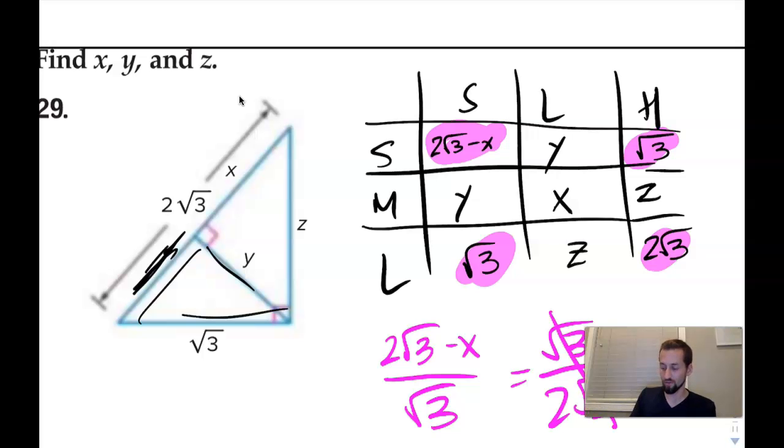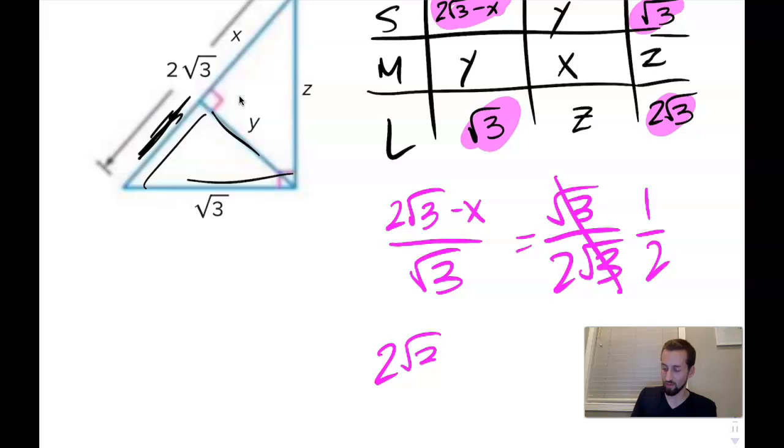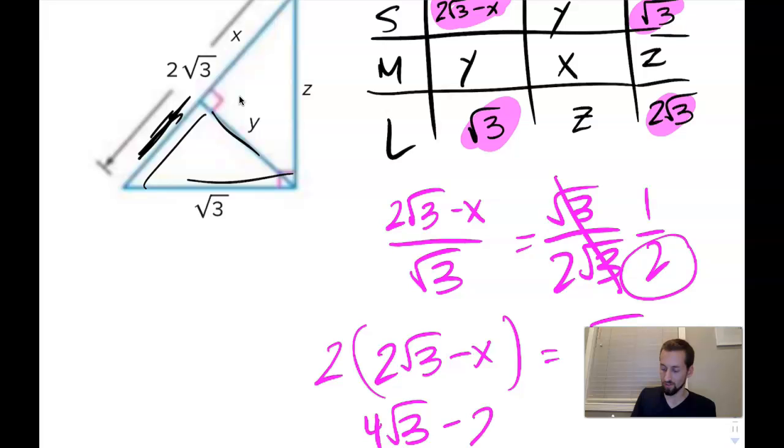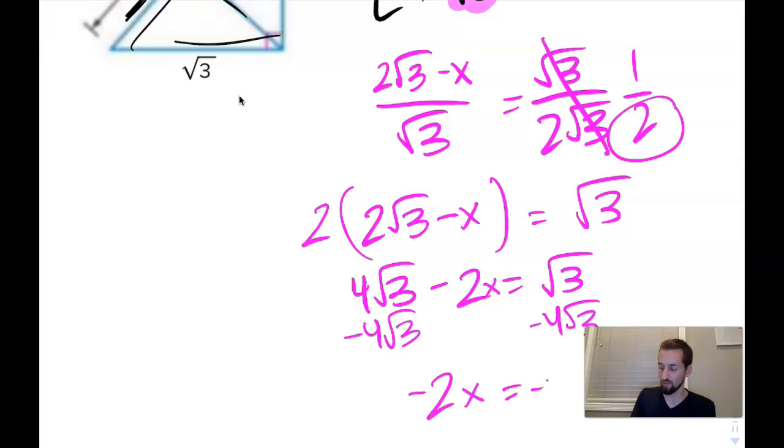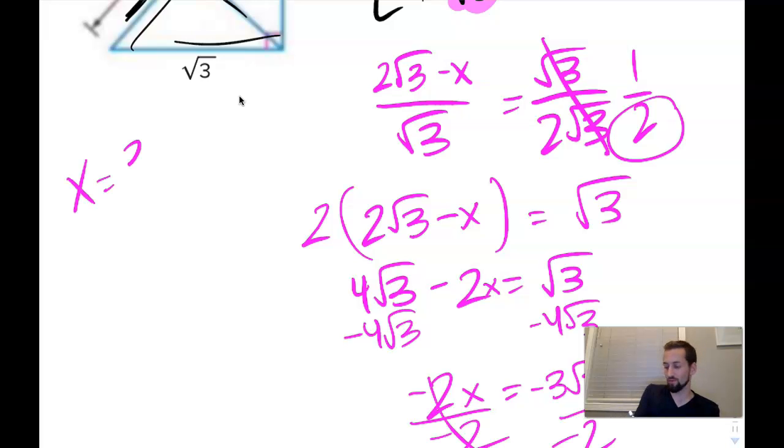These actually can reduce, so 1 over 2. And so I have 2 the square root of 3 minus x times my 2 here equals the square root of 3. So 4 the square root of 3 minus 2x equals the square root of 3. I'm going to subtract 4 the square root of 3 from both sides. You get negative 2x equals negative 3 the square root of 3, divided by negative 2. All right, x equals 3 the square root of 3 over 2.